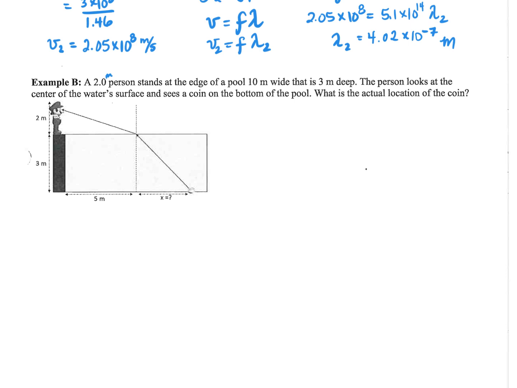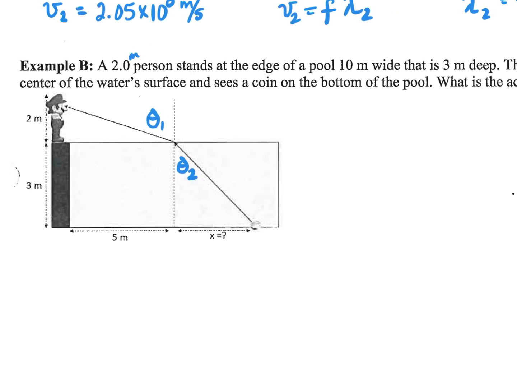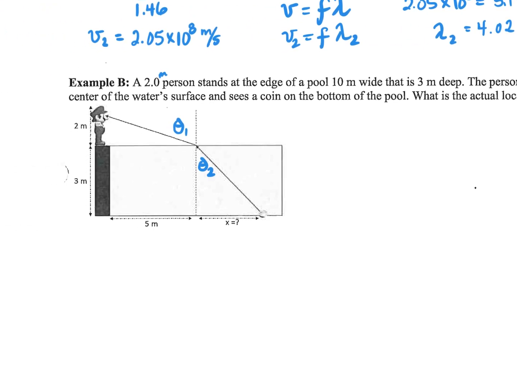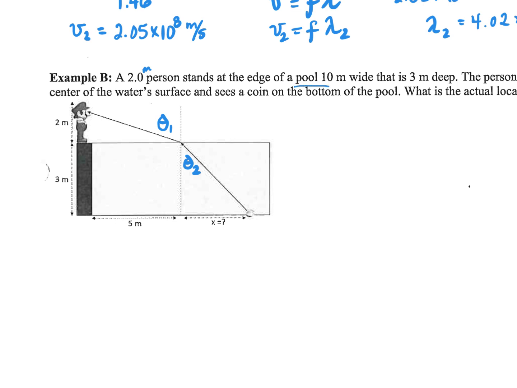It's weird, isn't it? So here's theta 1. This is the angle of incidence, and this is the angle of refraction, correct? So we know it's somewhere x. It says 5 meters until he looks at it. Center of the water surface. How do I know the center of the water surface? Because it tells me the pool is 10 meters wide. So this is the center. So he looks 5 meters, and then it is some distance past that, isn't it?